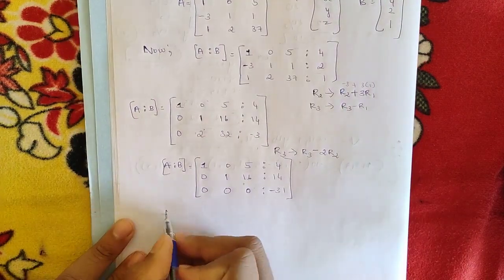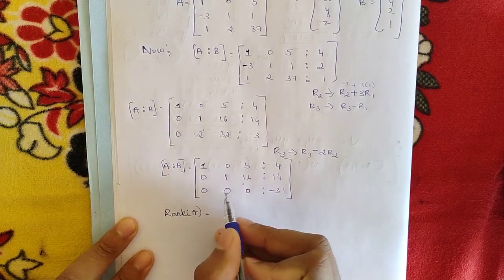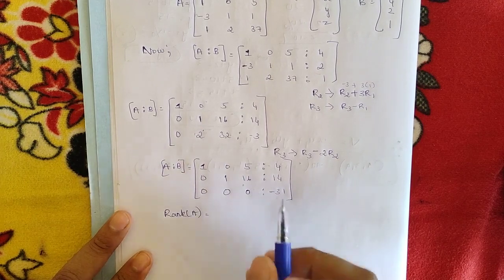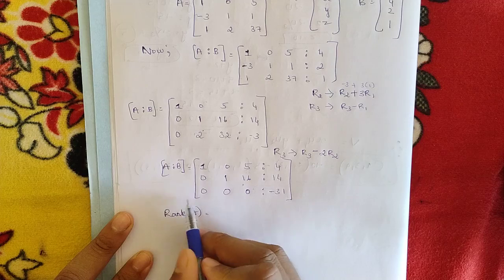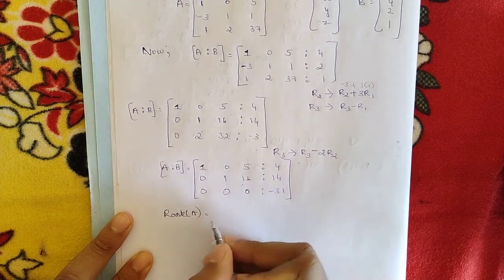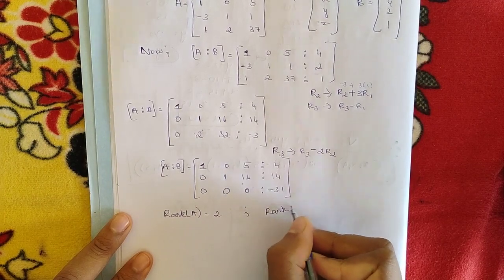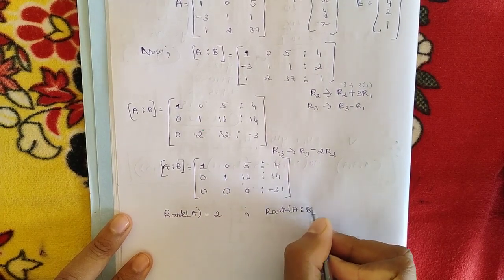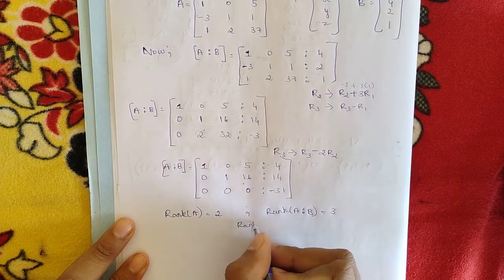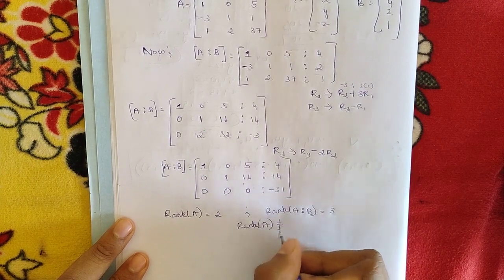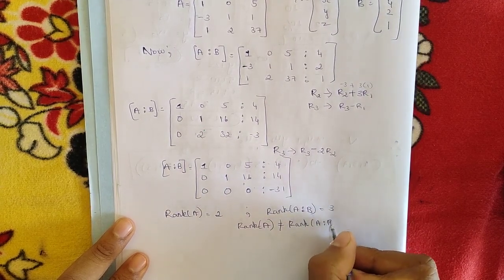So here if you observe, for the rank of A, you should be considering all the non-zero rows. Here we have a row of all 0, so this is not considered. So the rank of A is 2 now. Also the rank of the augmented matrix A|B is equal to 3, all non-zero. So here we can simply conclude that the rank of A is not equal to the rank of the augmented matrix, right?